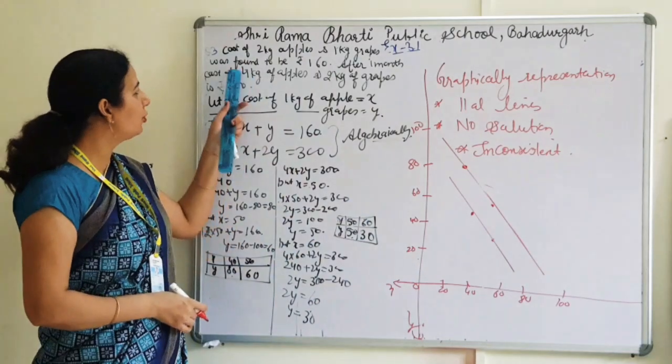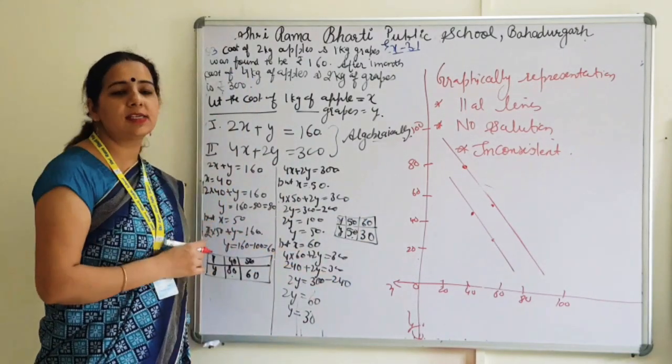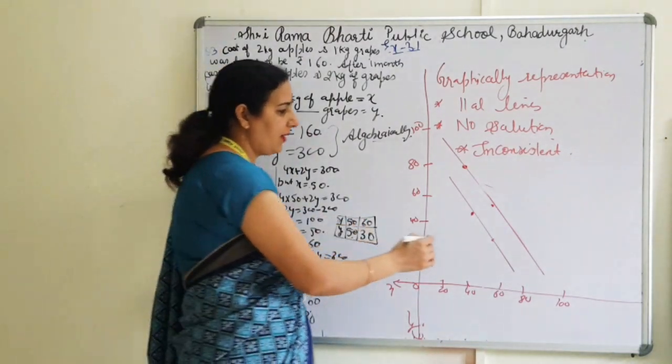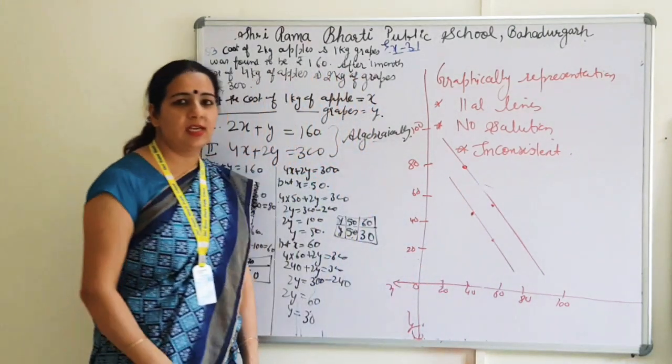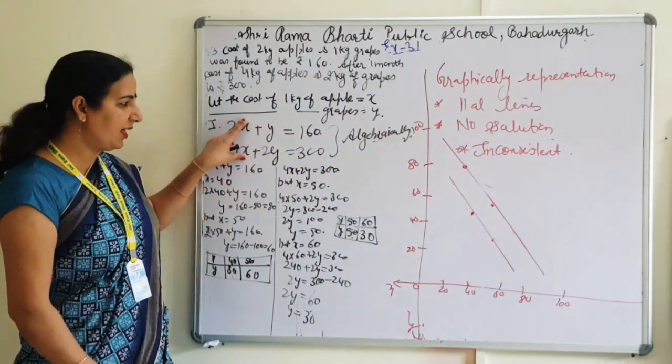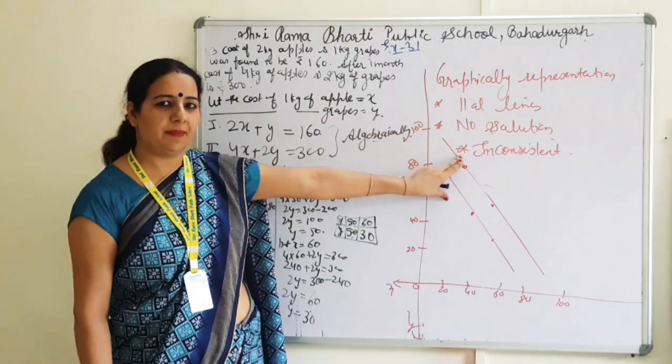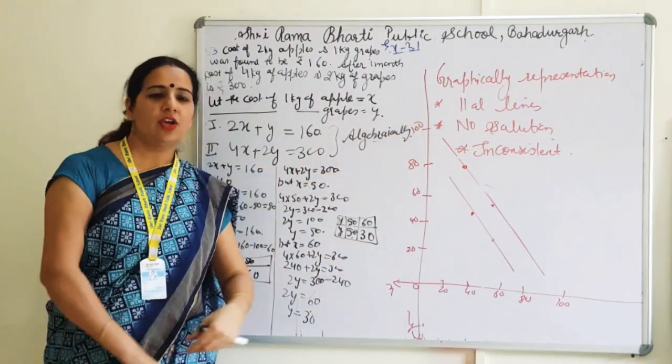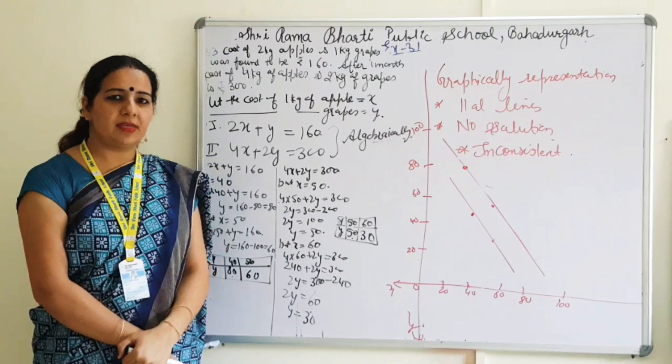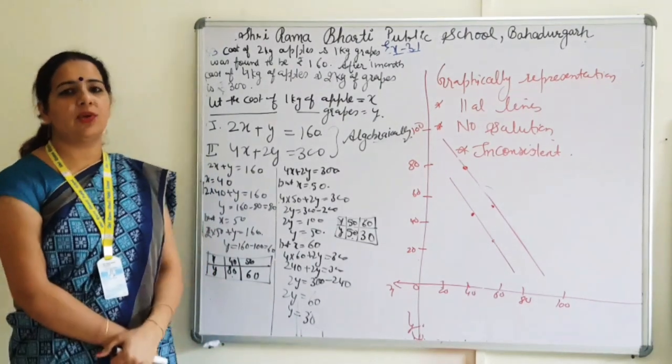So this is your question number 3 of the NCERT exercise 3.1. Here we have completed all the 3 questions, with algebraical representation and graphical representation. Fine, students. So this is all about the graphical representation. Now you all can complete your exercise.